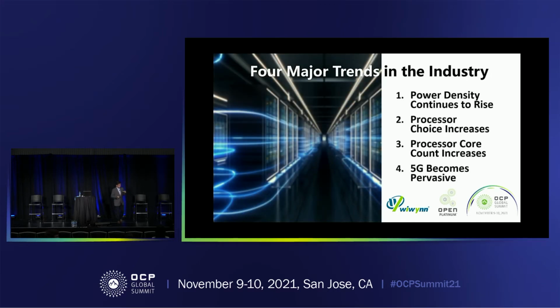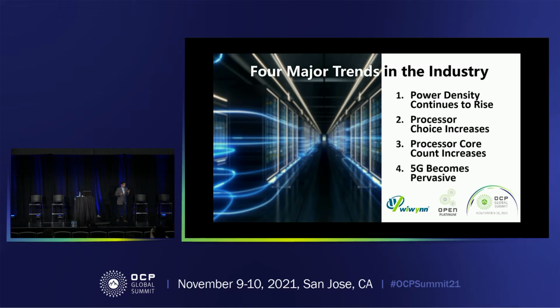The philosophy that is the glue that drives our product portfolio is driven by 4 trends. The first trend is power density. The power keeps increasing, and thereby power density per U, per chassis, or per rack is also going up. That is a key trend that we see, and I'm sure you all are seeing that as well.